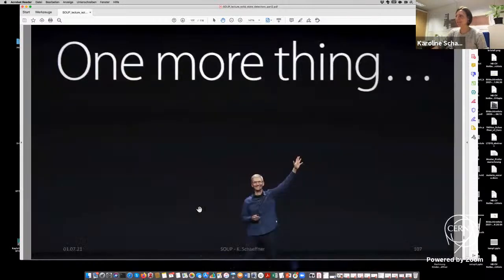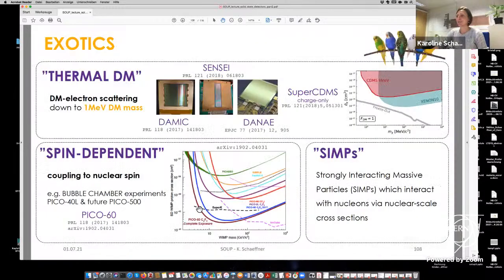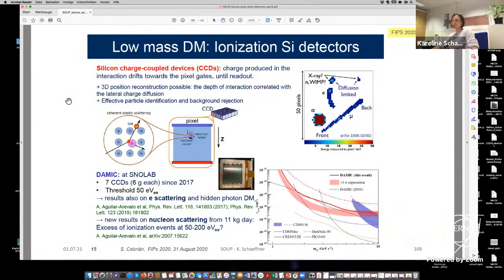So I guess this brings me almost to my end. I have one more thing which I promised, the CCDs: the silicon ionization detectors, which are sensitive in particular to electron scattering, and which allow you to do really low mass dark matter detection. How they work is, you have a CCD, which you maybe know from your camera. It's a pixel.